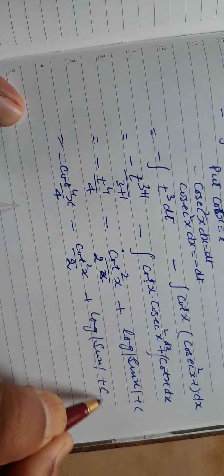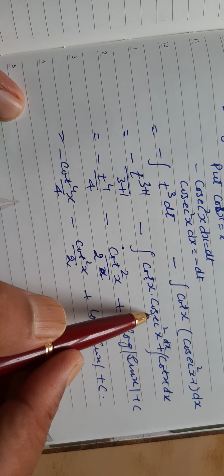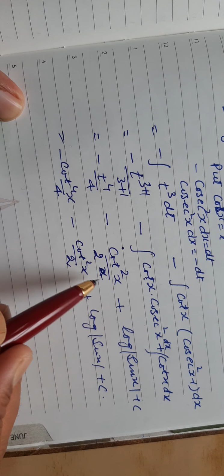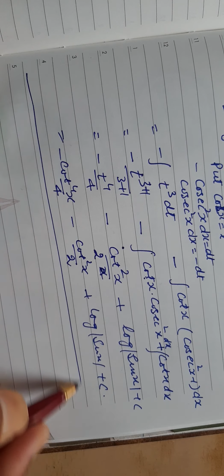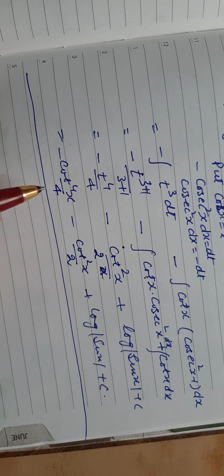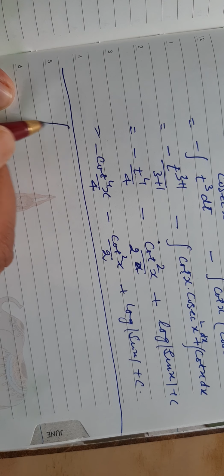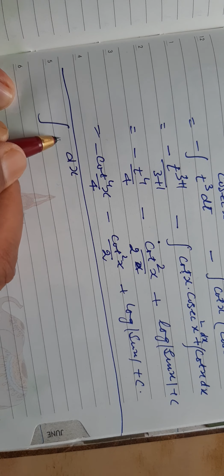And here remember one thing here: the derivative of cot x is equal to minus cosecant square x. Here t dt, the integration of t is t square upon 2, and the value of t substituted here, that is this.